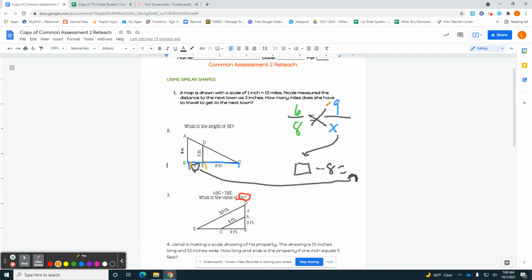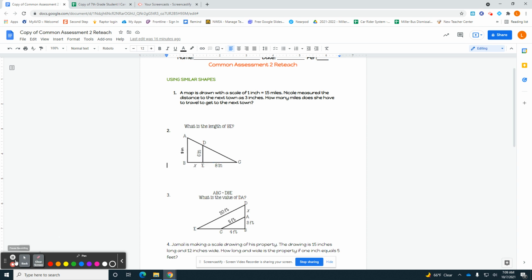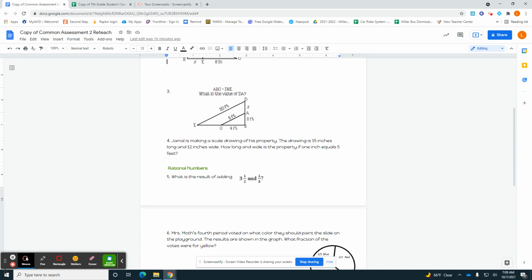So once you solve this, you multiply those two. So 6 times x is 6x. 9 times 8, 72. Once you finish solving this, that x value is going to go here. And then you're going to subtract 8, which is the length of EC, to find the length of BE. Okay? Hopefully that makes sense. Sorry. All right. Now going back to number 3.